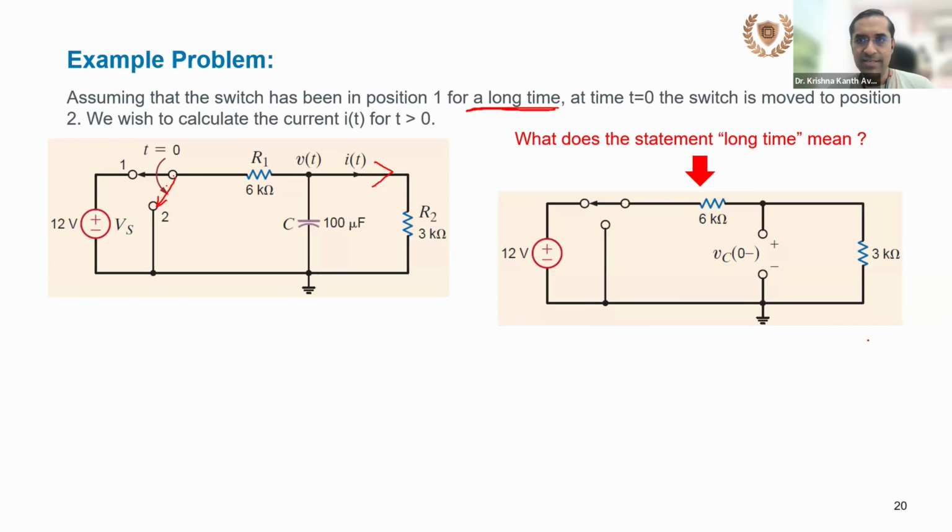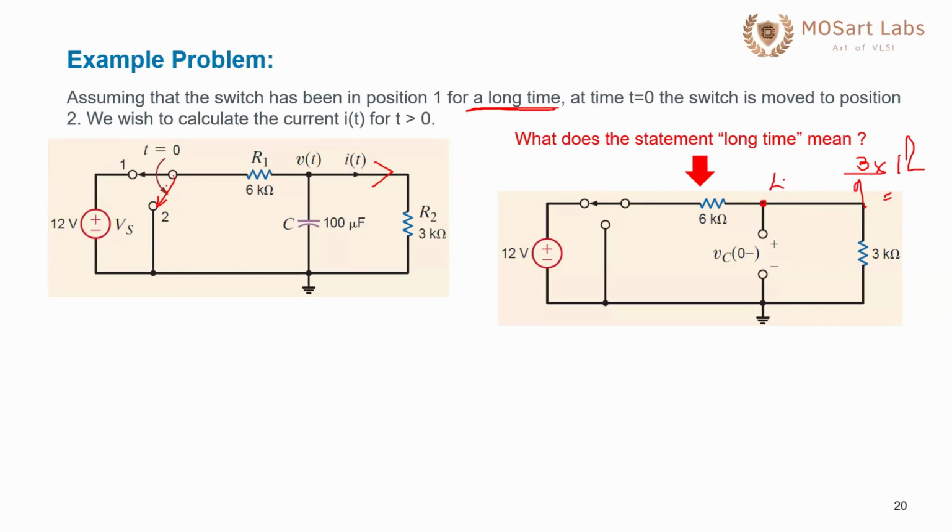Now tell me what is the voltage on this net? Now it's very easy, right? You have 12 volts here, and you have 3 kilo ohms and 6 kilo ohms. So it's R1 by R1 plus R2, so 3 by 6 plus 3, 3 by 9 into 12. So approximately about 4 volt. So you see about 4 volt here just before you move the switch. So is this clear?